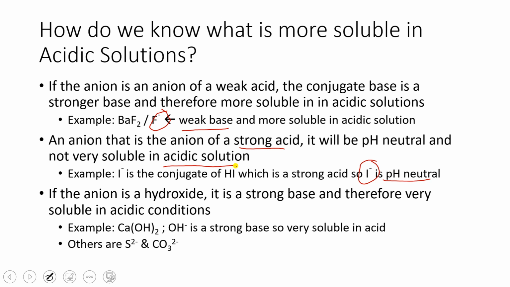If the anion is a hydroxide, it's a strong base. Sodium hydroxide, magnesium hydroxide, calcium hydroxide, etc. Strong bases are very soluble in acidic solutions. Some other examples are the sulfide anion and the carbonate. These are also very strong bases in solution. So if you see that hydroxide, sulfide ion, or carbonate anion, then you know you're going to have something that's very soluble in acid because it's a very strong base.